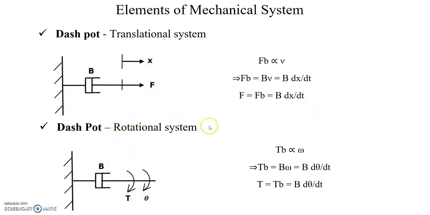Similarly, for a rotational system, instead of force, a torque is applied. If a torque is applied on a dashpot B, then it is opposed by a torque due to the rotational friction of the dashpot. Here TB, the opposing torque, is directly proportional to angular velocity, and the proportionality constant is also b. So b into omega, where omega is the angular velocity. In terms of angular displacement, that is d theta by dt. So when a dashpot is present in a rotational system, you can write it like this.